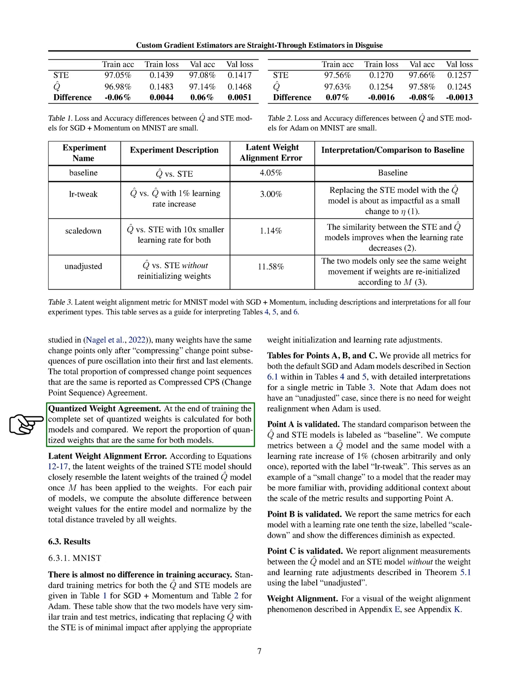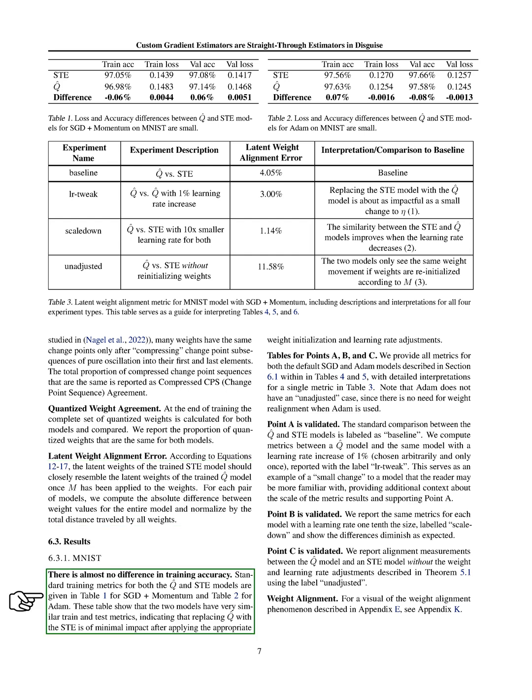Next, we examine quantized weight agreement, where we calculate and compare the complete set of quantized weights at the end of training for both models. We report the proportion of quantized weights that are the same in both models. We also consider latent weight alignment error, where we compute the absolute difference between weight values for the entire model of each pair of models. This difference is normalized by the total distance traveled by all weights.